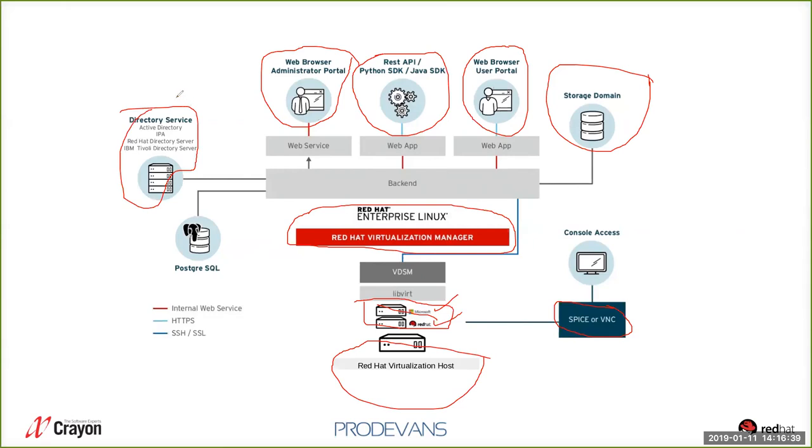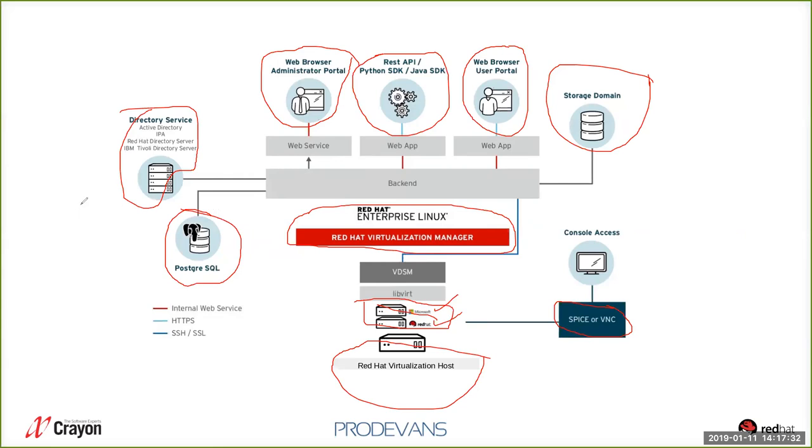Using this service, we can do centralized authentication, because Red Hat Virtualization supports centralized authentication. We can use LDAP and Kerberos authentication here. Also, in Red Hat virtualization, or CloudForms, which you have heard about, all these technologies have a database. In virtualization, the database is managed by PostgreSQL by default. This is the default database service provided by Red Hat virtualization.